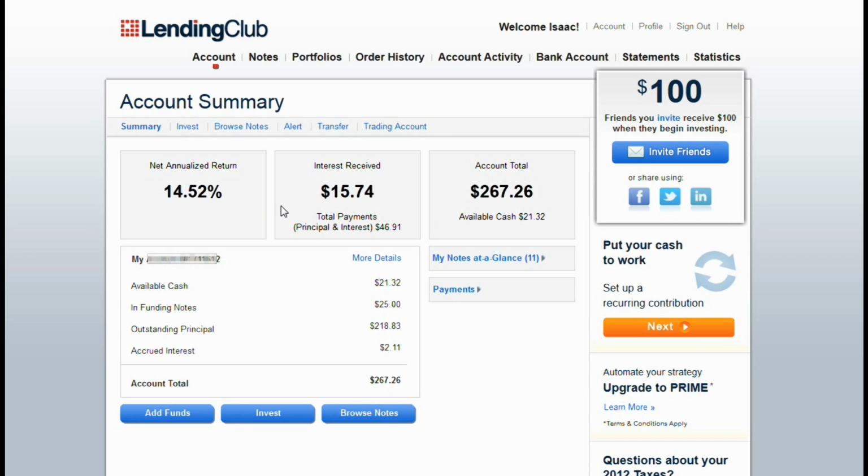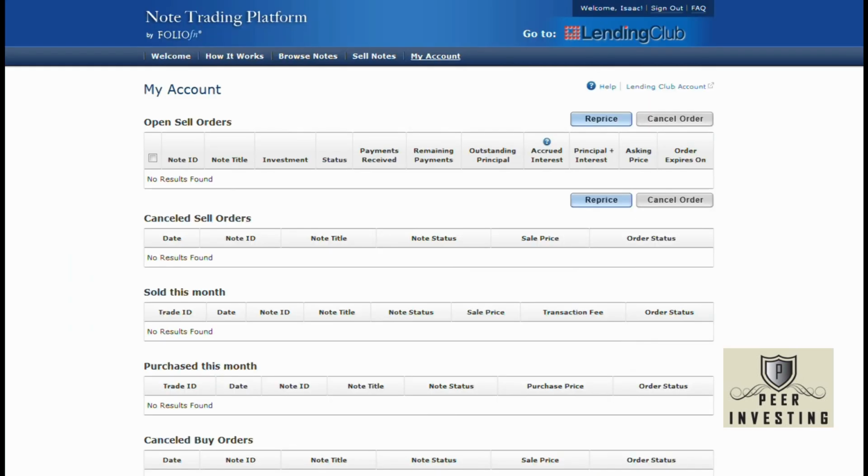Alright, so where I left off in the last video was showing you how to reinvest in your $25 increments or more in the actual browsing notes portion of the Lending Club website. And what I have now in my available cash is $21.32, obviously less than the $25 minimum to buy a note on Lending Club. So what you can do is go to your trading account, which I've already opened that page over here, which is on the FOLIOfn trading platform.